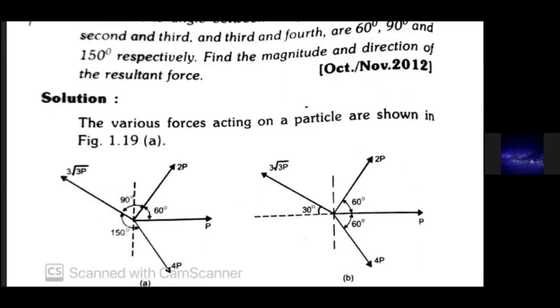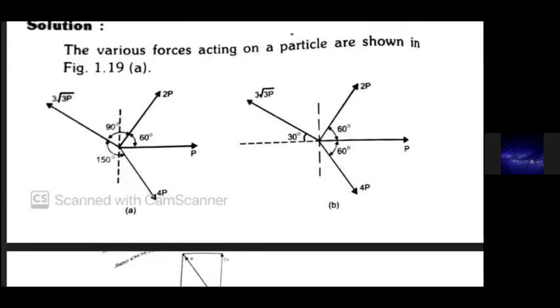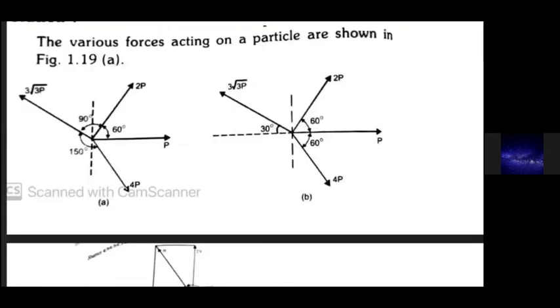So here P, the first force, is along the horizontal, and the second force 2P makes 60 degrees with the positive x-axis, the third force 3 root 3P makes 30 degrees with the negative x-axis, and the fourth force 4P makes 60 degrees with the positive x-axis. So now split each and every force along horizontal and vertical, and calculate the algebraic sum of all forces. The first force P has only a horizontal component, it doesn't have a vertical component.